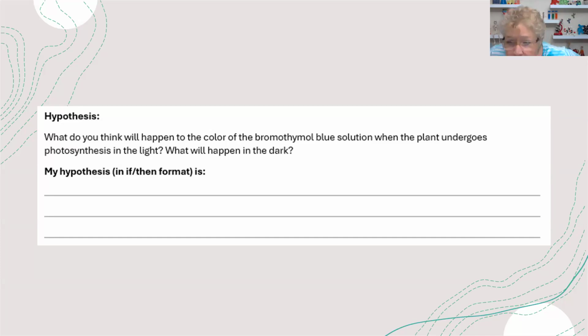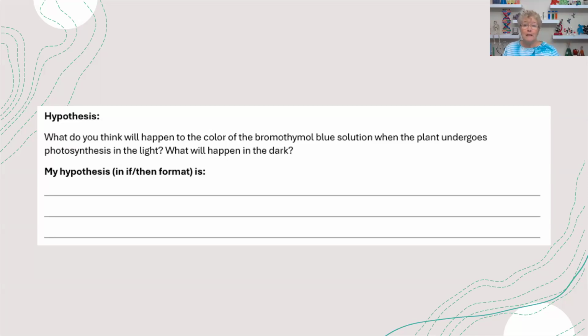Remember, the independent variable is the one you change. What are we changing in this lab? What are we trying to do? Look at that sentence there. What will happen to the color of the bromothymol blue when the plant undergoes photosynthesis in the light and in the dark? The amount of light, changing the light. Yeah, exactly. The light. That could be one of our independent variables.